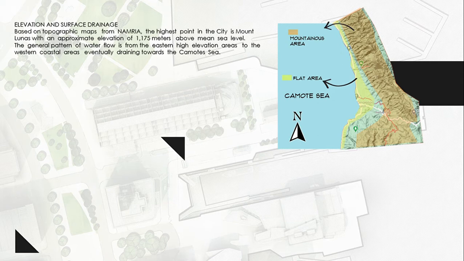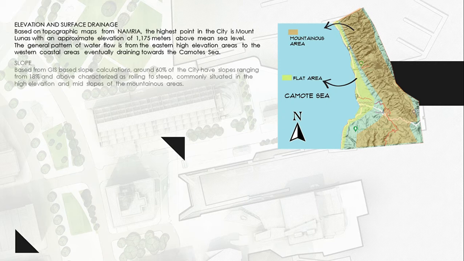Low elevation and flat areas are mostly concentrated in the western coastal portion of the city. The general pattern of water flow is from the eastern high elevation areas to the western coastal areas, eventually draining towards the Camotes Sea. Based from GIS-based slope calculations, around 60% of the city have slopes ranging from 18% and above, characterized as rolling to steep, commonly situated in the high elevation and mid-slope of mountainous areas.